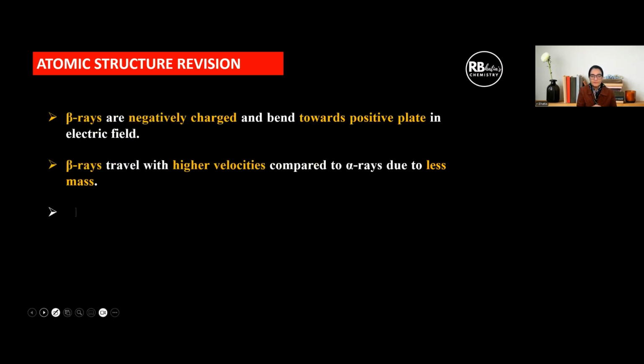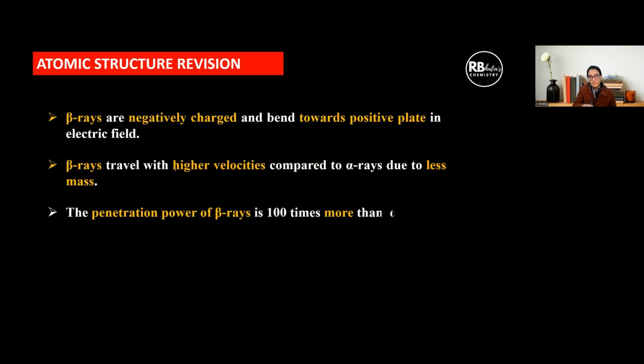So, exactly on the same lines, beta rays are nothing but electrons. These are negatively charged. These are simply, you can say, electrons of nuclear origin. Beta particles or beta rays have a charge of -1 and zero mass. That means they're very light particles, negligible mass. So beta rays are negatively charged. Since they are negatively charged, they bend towards a positive plate in an electric field.